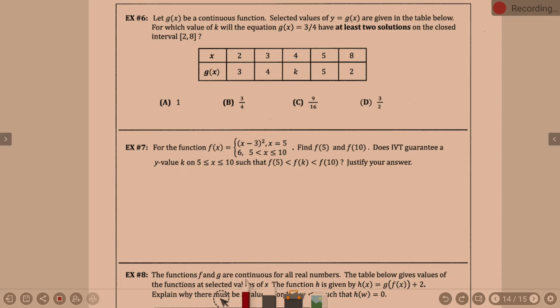Selected values of y equals g of x are given in the table below. For which value of k will the equation g of x equals 3/4 have at least two solutions on the closed interval 2 to 8?